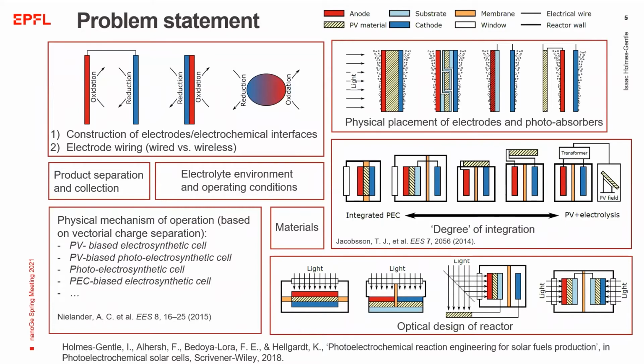So you could characterize them based on the construction of the electrode or the electrode wiring, whether it was wired or wireless, how the electrodes are physically placed in the cell, the optical design of the reactor, whether there's two windows, whether there's one. You could have some sort of degree of integration, like Yokosum described in his paper in 2014. You could classify it by the kinds of materials used, whether they're expensive III-V semiconductors or inexpensive metal oxides. And you could also categorize it based on this nice taxonomy from Nylander in the group of Nathan Lewis, where they came up with a list of terms to classify these different systems.